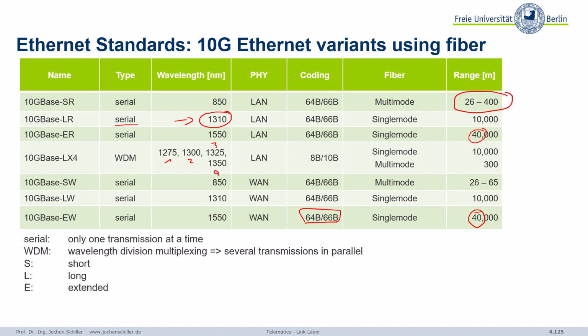And also there are these typical endings when you see those conventions for the naming of 10G base Ethernets. You see it from here, it's extended, for example, or long range or short range. So these are typical acronyms here. That's a standard version using fibers for short, medium and long distances.